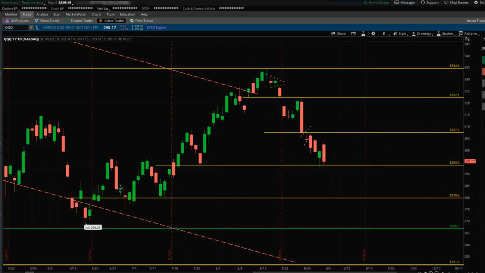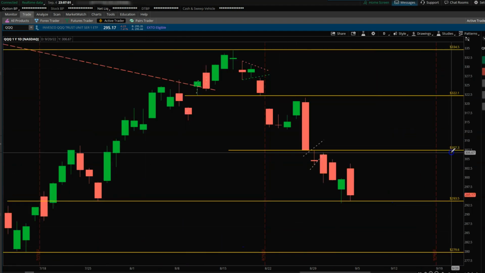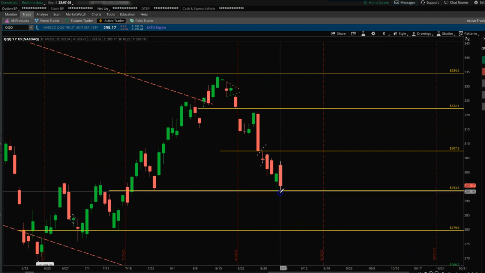For some reason, people are always obsessed with catching falling knives, or trying to bottom fish, things like that. It's not a good strategy. It's going to be very rare when you end up catching something at the very bottom. That said, right now, sure, we have double bounces from here, a double bottom from here, this 293.5. So that has some significance for the chart to become bullish.